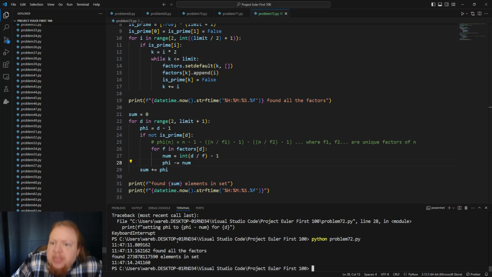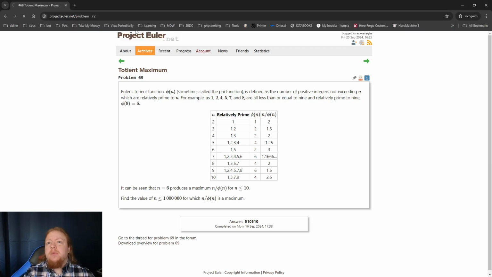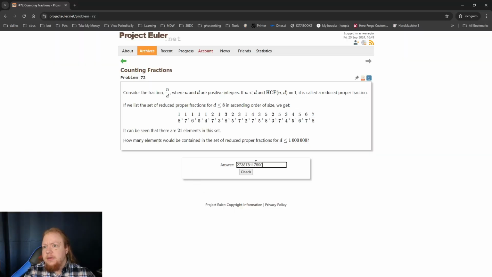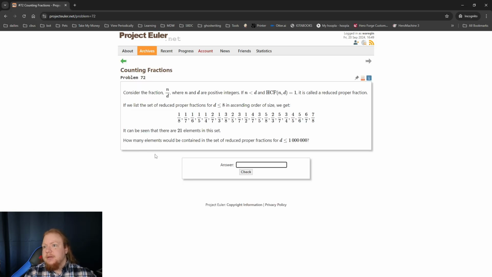And it came up with this 273, 878, etc. And unfortunately, we can't go back and look to see whether that matches our previous answer that I was more confident in. But let's see if it's the correct answer. It is not. Okay.